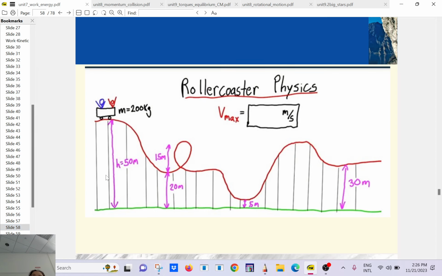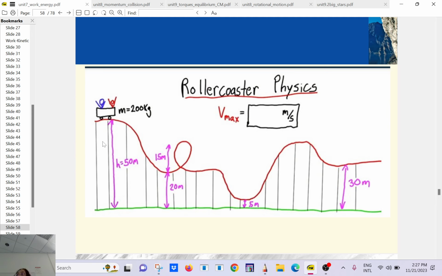Okay, so let's do this one. You want to find the speed where it goes the fastest. So first of all, where do you think it's going the fastest? Yeah, here at the bottom, right? Okay, because it's falling the most height. All that potential energy here gets converted to kinetic energy. Now, what is doing the work is gravity.